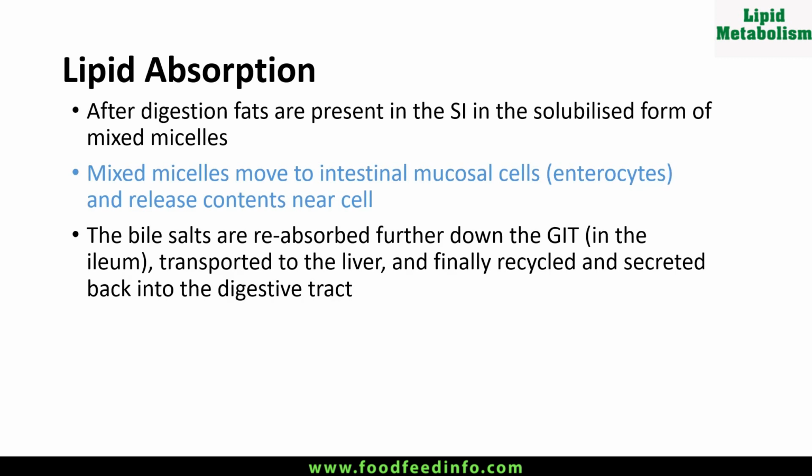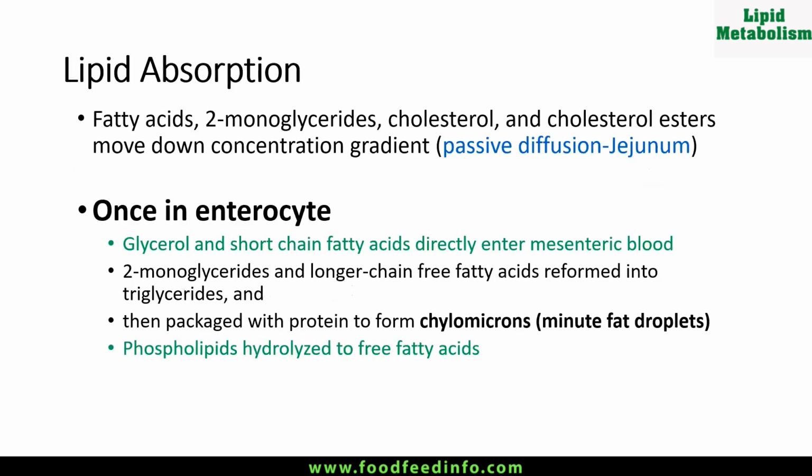So micelle formation, and this is the solubilized form, and then this mixed micelle moves into the intestinal mucosa or enterocytes. So fatty acids, 2-monoacyl glycerol, cholesterol, and cholesterol esters move down the concentration gradient, meaning they follow passive diffusion in the jejunum. Once they are in the enterocyte, the glycerol and short chain fatty acids directly enter the mesenteric blood. So they do not follow the lymphatic system.